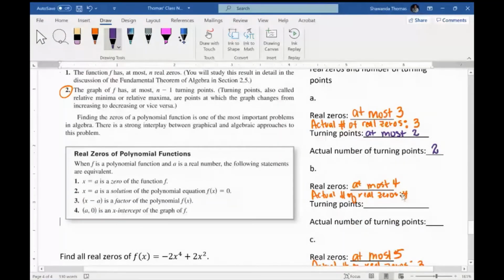All right. Let's look at B. So, Ms. Thomas, will we always have a graph for that, or are you just showing us this case, or will we not have a graph?